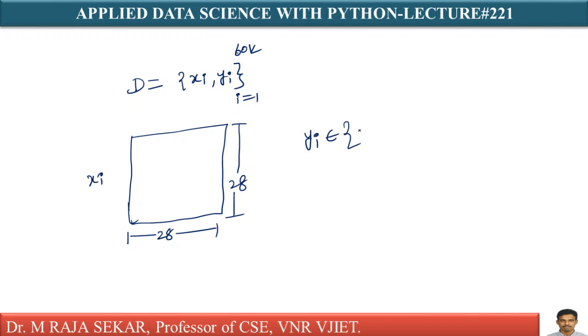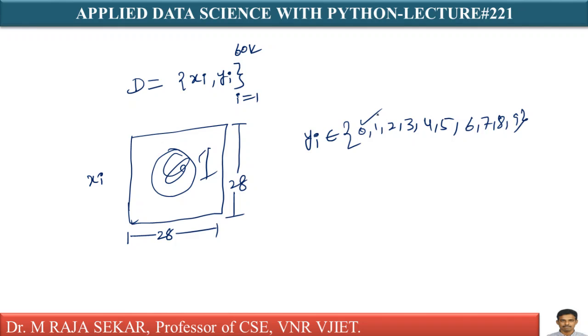How many labels are there? There are 0, 1, 2, 3, 4, 5, 6, 7, 8, 9. Therefore, there are 10. Here, if I write 0, its class label is 0. Here, if I write 1, this is class label 1.